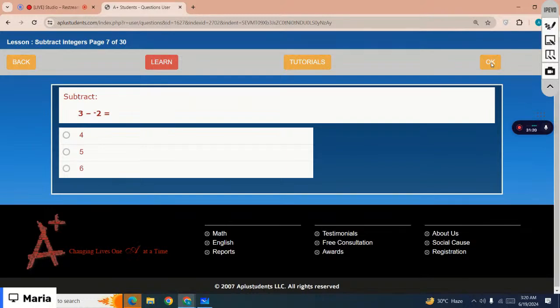3 minus -2, which is the correct option? Subtracting a negative number is the same as adding, so the correct option is 5. 3 plus 2 is 5. Option number 2 is the correct option.